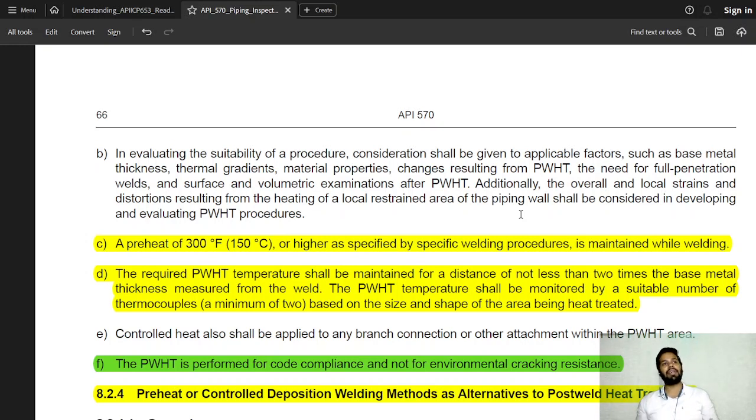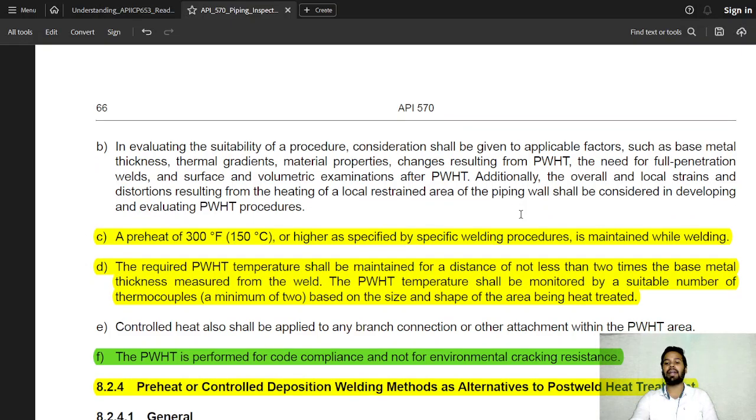So how many thermocouples are needed? This requirement is given in ASME B31.3. So whenever we are looking at ASME B31.3, we'll talk about great detail about how heat treatment is done. Control heat is also applied to any branch connection other than attachments within the PWHT area. PWHT is performed for the code compliance and not for environmental cracking resistance.